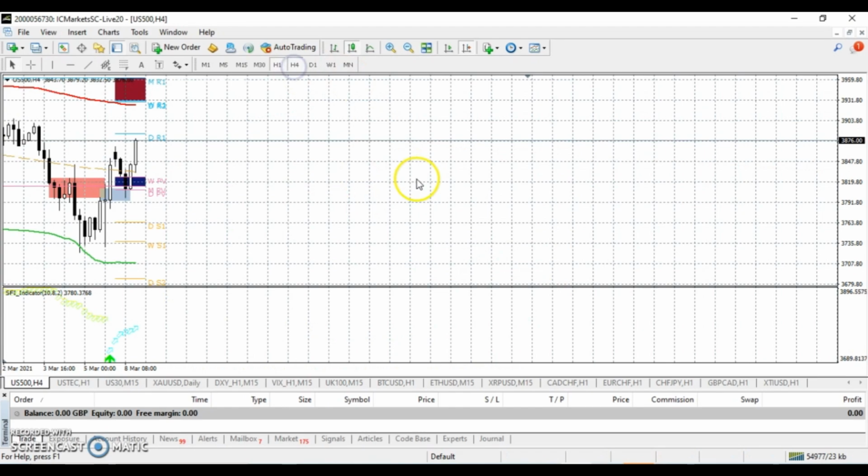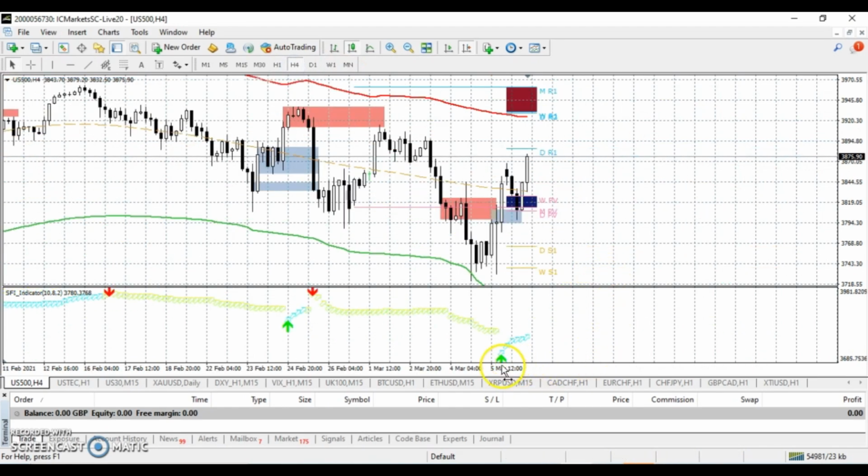And then you look at the 4 hourly. From here you can see the 4 hourly is only just starting to rise, so this could rise more towards that supply zone before it does any retracements.